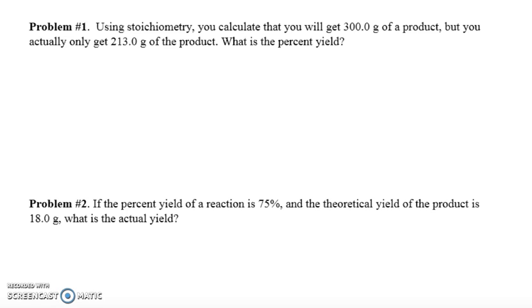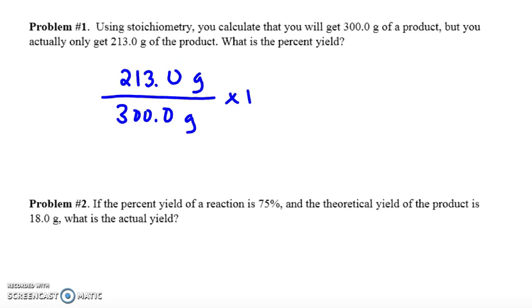So the first problem says, using stoichiometry, you calculate that you will get 300.0 grams of a product, but you actually only get 213.0 grams of the product. What is the percent yield? So this is just 213.0 grams, the actual yield, how much you actually made. But according to the math, you were supposed to get 300.0 grams. So multiplying that by 100 and plugging it all into your calculator and maintaining 4 significant figures as we had in our original measurements, we should get a 71.00% yield.